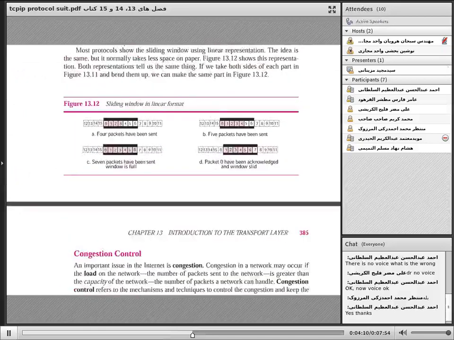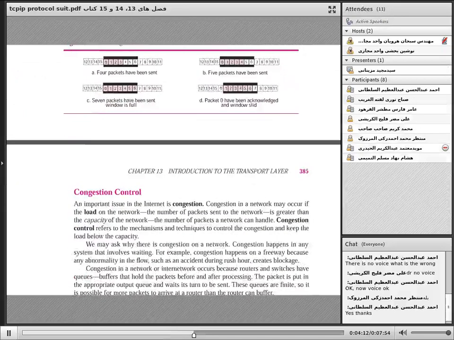And I should explain the new title. New title is congestion control.